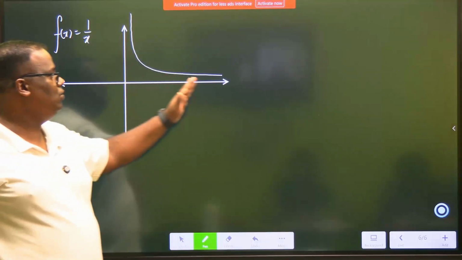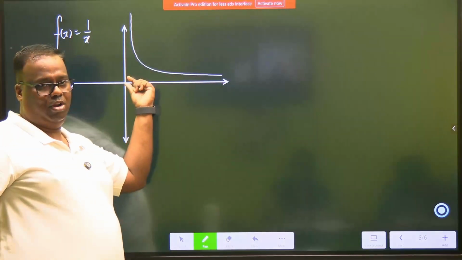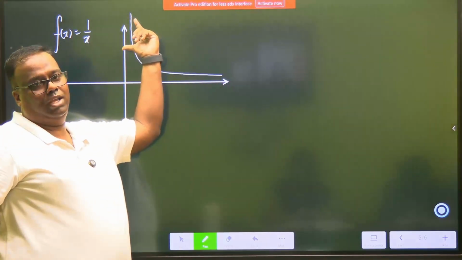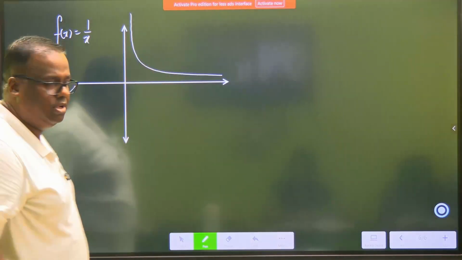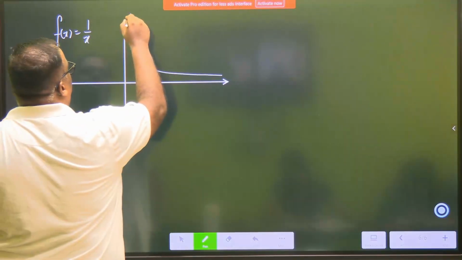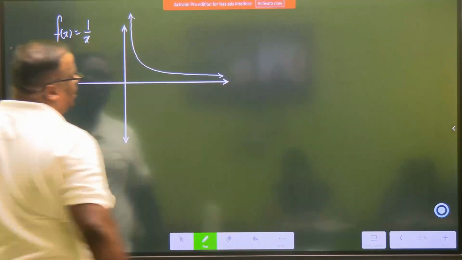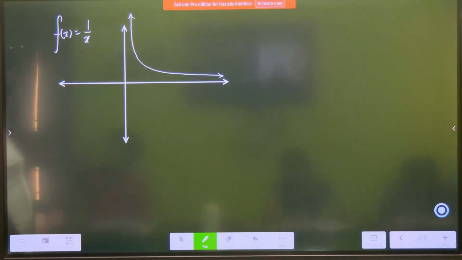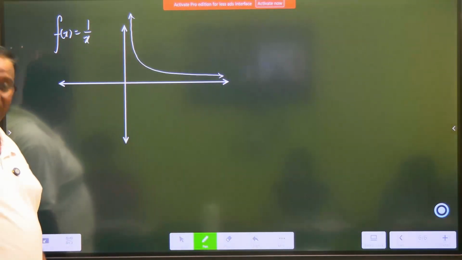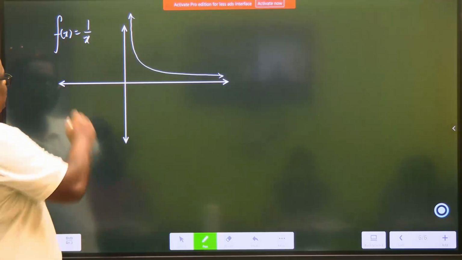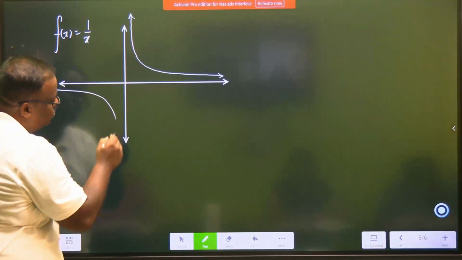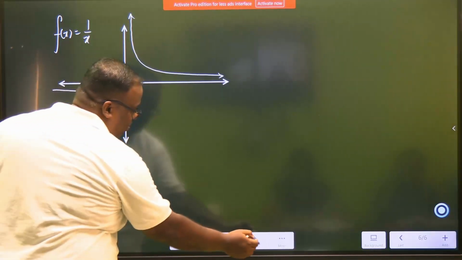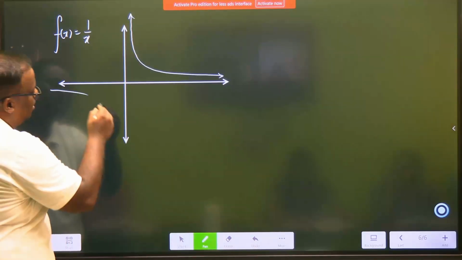For large values of x, y values are small. For large values of y, x values are small. As simple as that. So this is an asymptote graph. But my dear children, we only considered positive values. There can be negative values also. So the negative values will be, again, -1 will give -1. So it will be a mirror image like this.